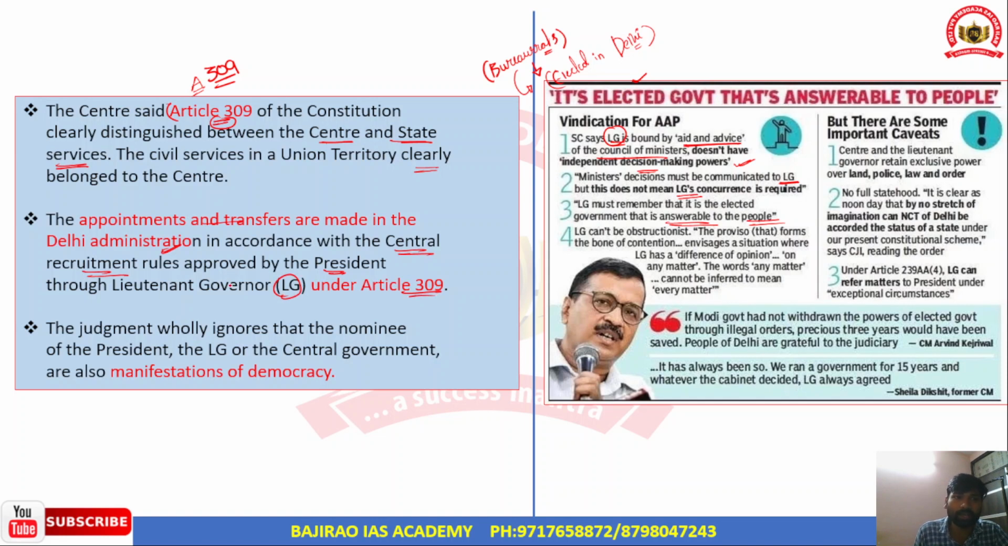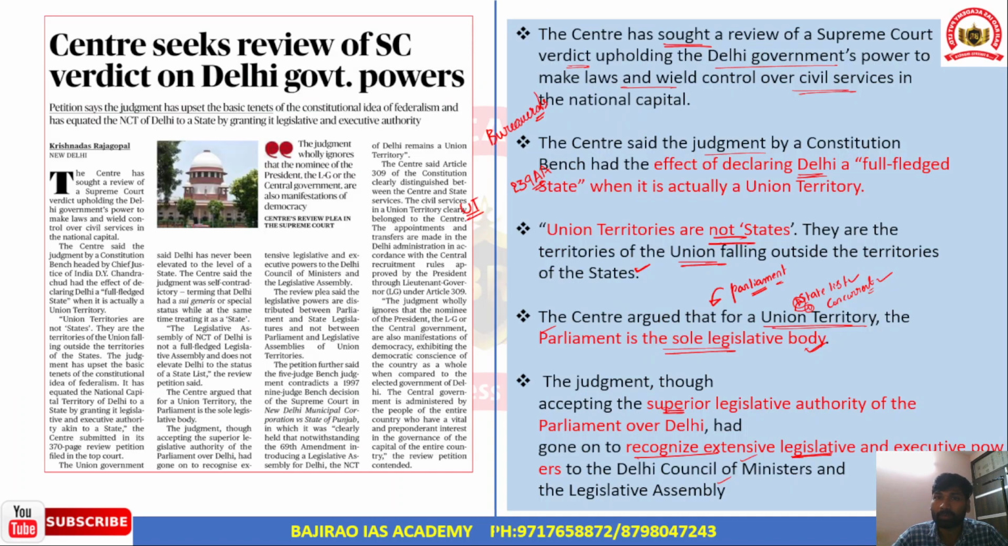However, along with the above-mentioned contentions, the judgment wholly ignores the nominee of the President, that is the lieutenant governor, and also the central government. The central government says that the lieutenant governor and the central government are also manifestations of democracy, but not the elected government in Delhi. So this is actually the center's view over the recent verdict of the Supreme Court over the control over the bureaucrats in Delhi. Therefore, the center seeks to review the Supreme Court's verdict on Delhi government powers.